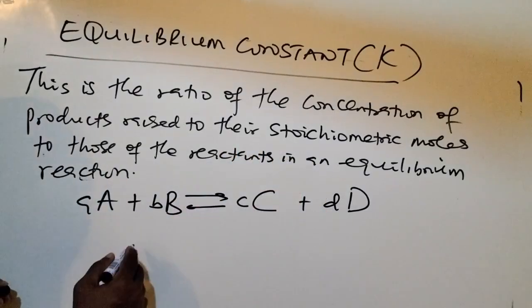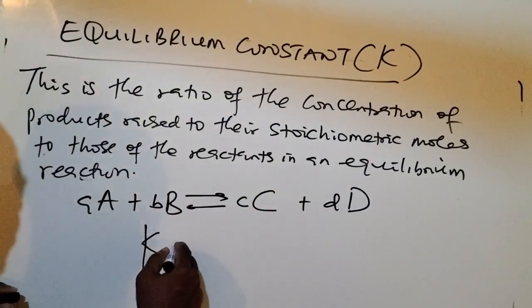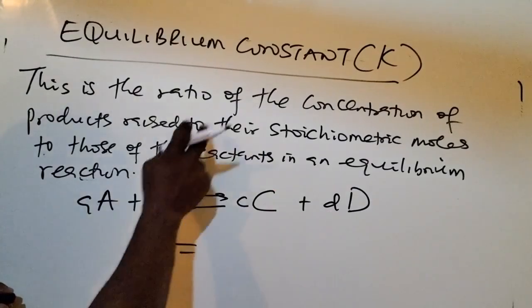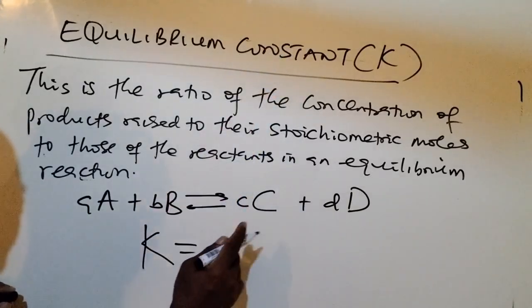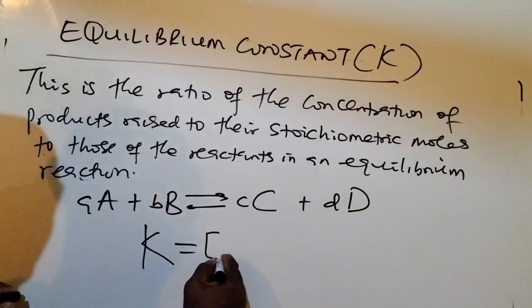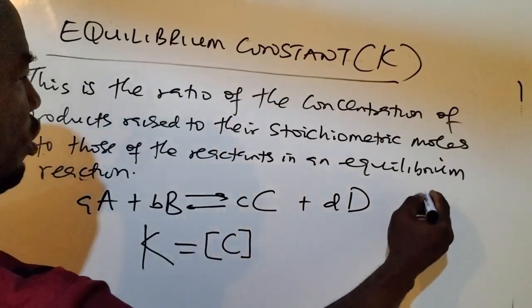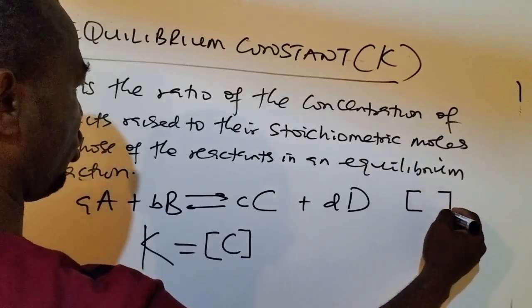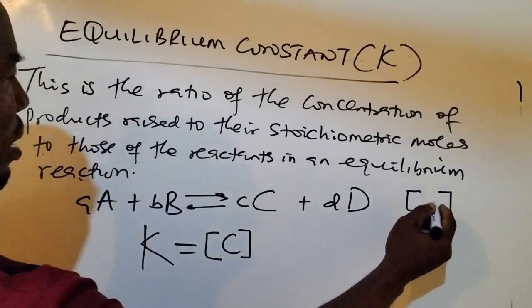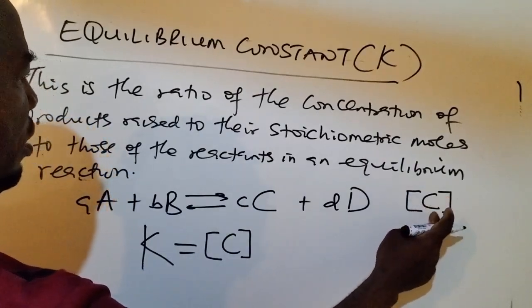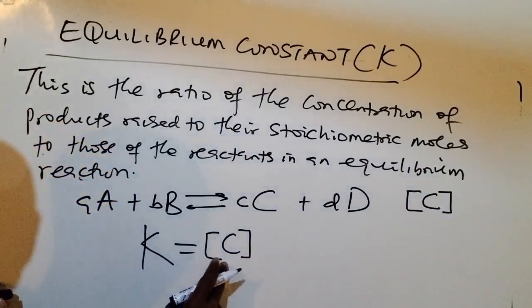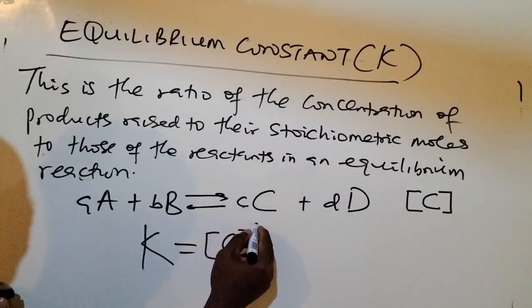Now, if I want to write the symbol K, the equilibrium constant for this reaction, I put C in a square bracket. That square bracket means concentration. So in chemistry, when we have a square bracket, it means concentration. Now, if I put a substance inside it like C, it means the concentration of C, as you have it there, raised to its number of moles, which is c.